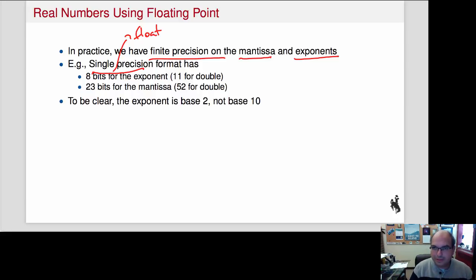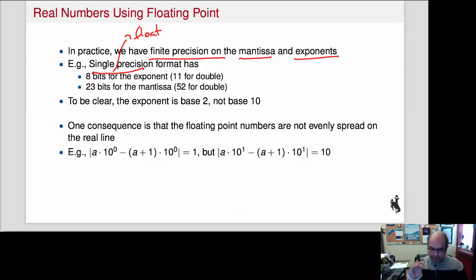For double precision, it's actually 11 bits for the exponent, so we can actually have larger numbers, and 52 for the mantissa. Double precision gives us two things: bigger numbers and better precision, right? So it's a good thing. Okay. Now I do want to just say that we're doing this not base 10, but actually base 2. Okay. It could even be base 16. Anyway, one of the consequences of this is that the numbers are not evenly spread on the real line.